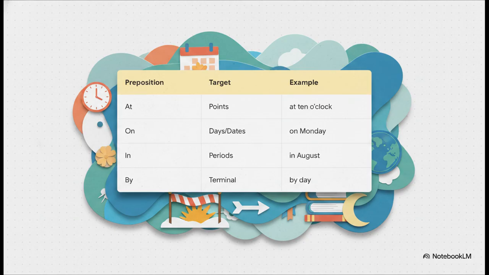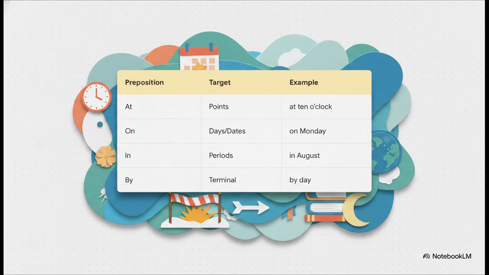At maps onto very specific points and clock times, like at 10 o'clock. Then we zoom out slightly with on, which broadens out to hit days and dates, like on Monday. Next, in expands even further to capture much longer periods. We're talking months, years, entire centuries. Think in August or in 1969.